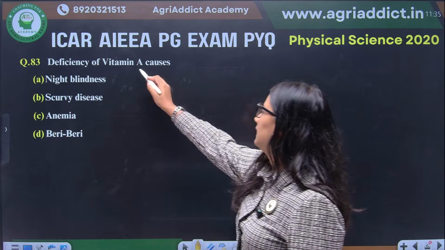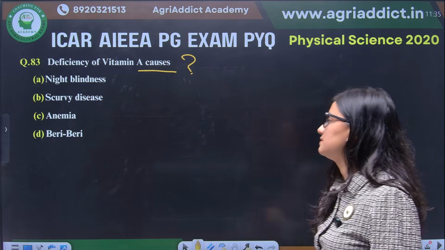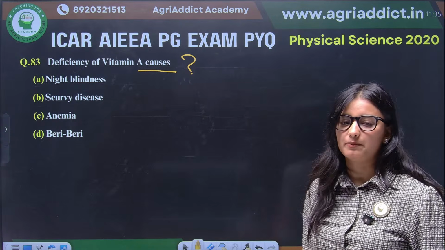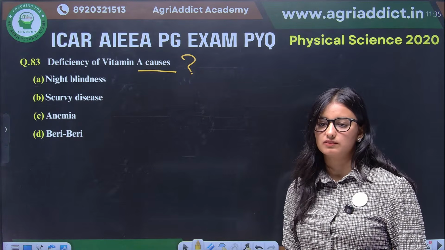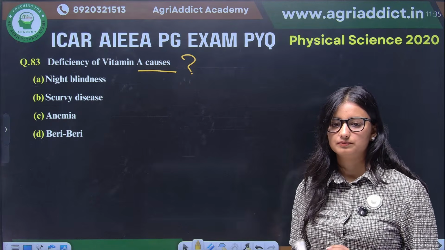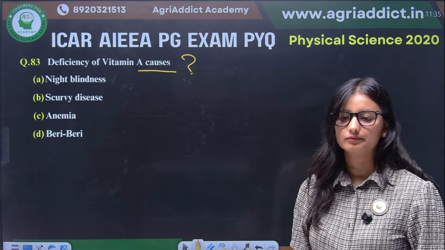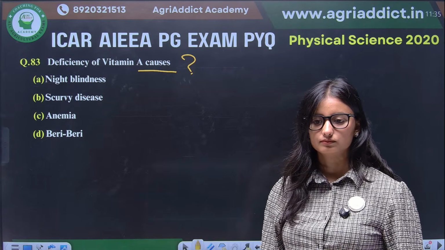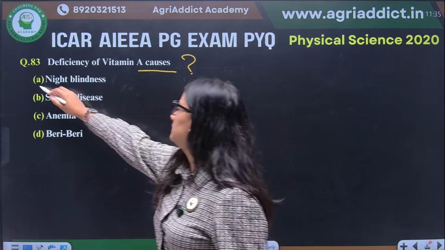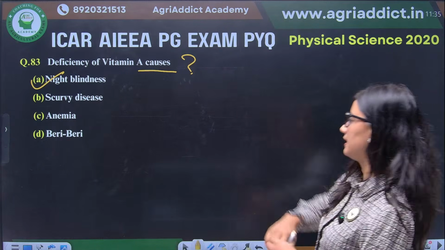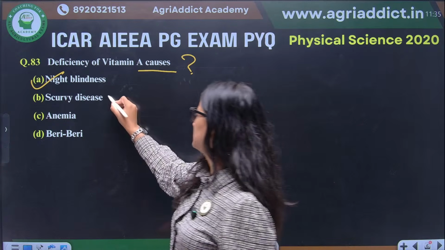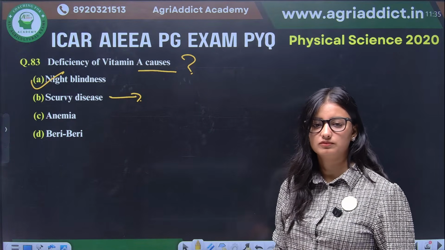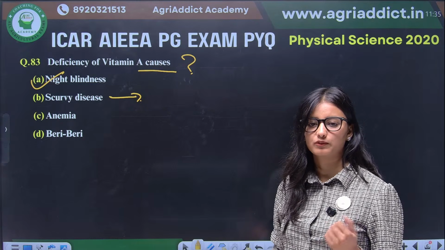Deficiency of vitamin A causes which disease? Night blindness, scurvy, anemia or beriberi. Which disease? Very good. A is the correct answer. Night blindness. What about scurvy disease? It is caused by deficiency of which vitamin?